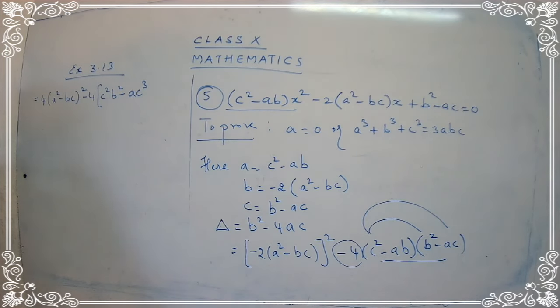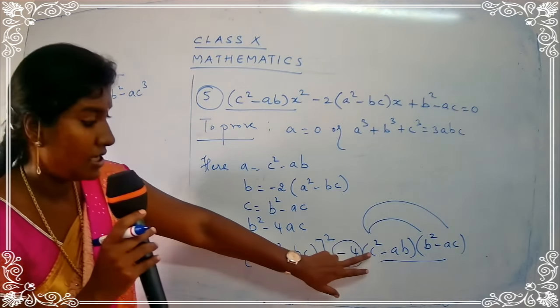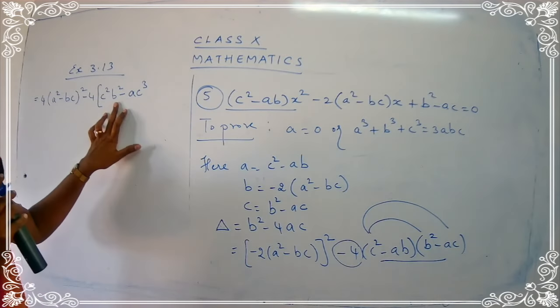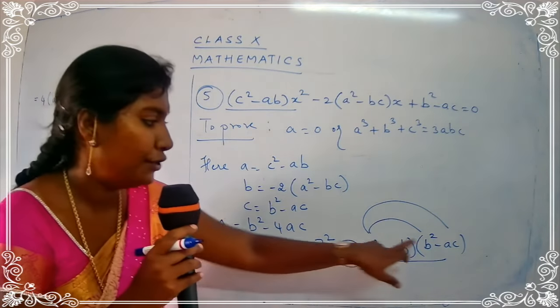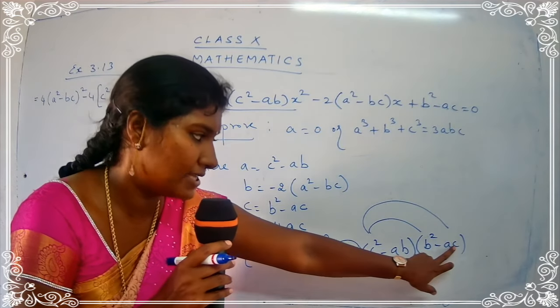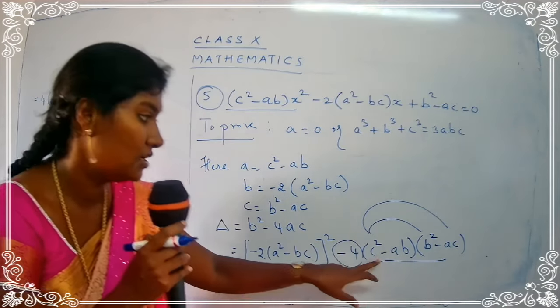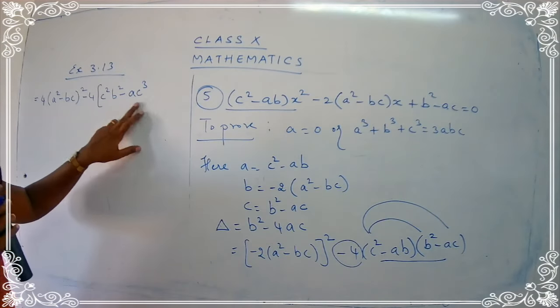I hope you are clear with the step, children. Do not get confused. C square into B square, C square B square. C square into AC, so we have one more AC here. So C square and C, so totally 3 C's. So you get minus AC cube.